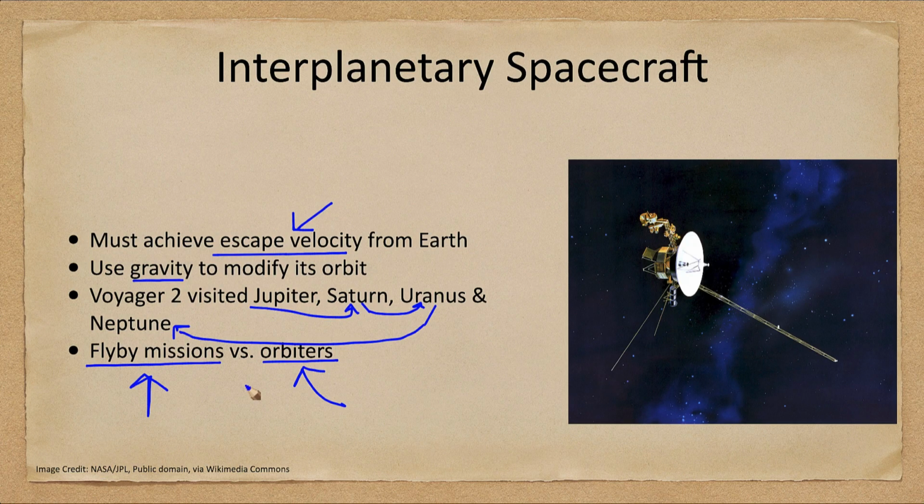So we tend to use orbiters now, certainly because they can stay for a long time and study the object for years and even a decade or more. Whereas a flyby mission, a lot easier in terms of energy and planning, only gets one chance to observe that object.